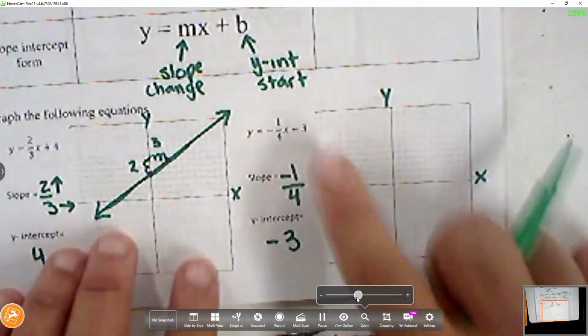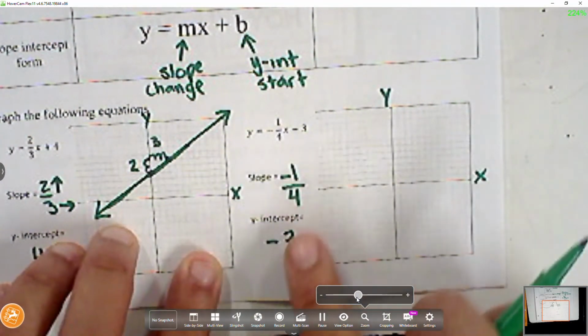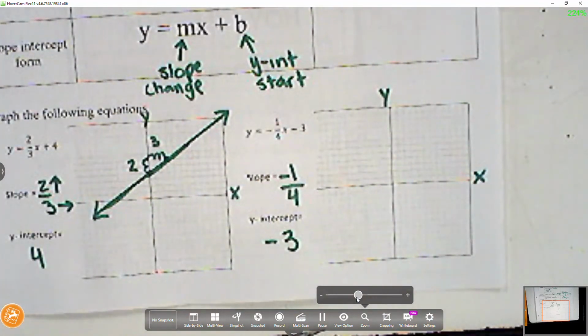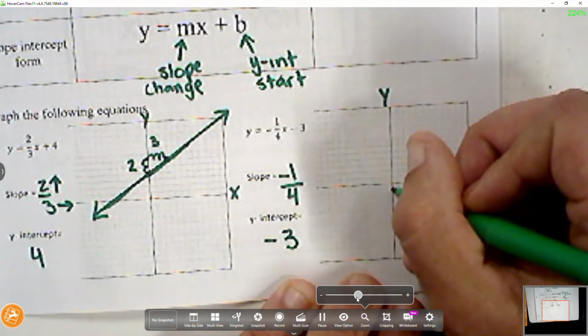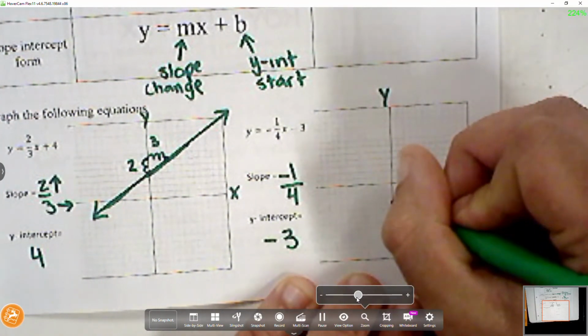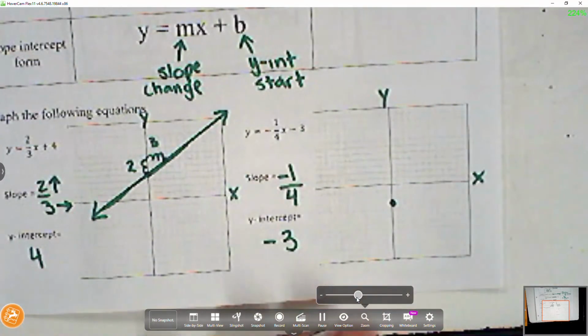So we looked at our equation, we found the slope and the y-intercept. The y-intercept tells us where to start, so we're going to start at negative 3. So I go to the middle, count down 1, 2, 3. That's my first point.